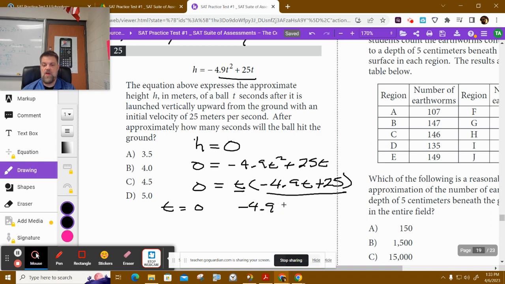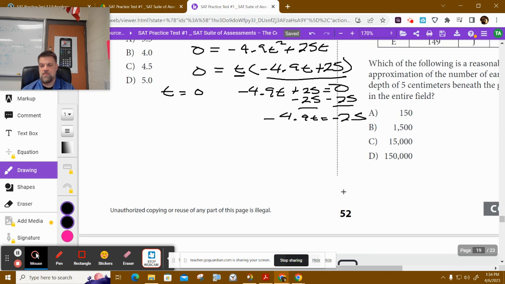So you would say negative 4.9t plus 25 equals 0. That's one factor. And then the other factor is t. And then you just solve. So I'm going to subtract 25 from both sides. And you get negative 4.9t is equal to negative 25. Okay? Divide both sides by negative 4.9. These will cancel, and I'll get t is equal to whatever that is.